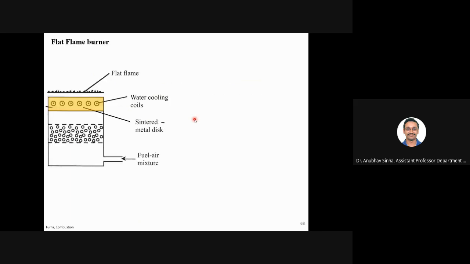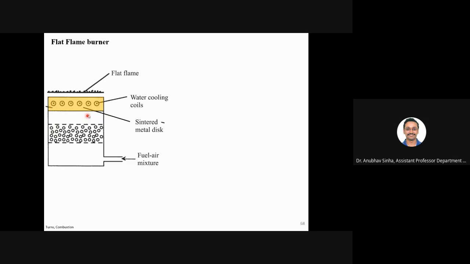Now let us look at another technique, which is the flat flame burner. This is one of the cleanest techniques, I would say. What we do here is we have a burner where we supply a fuel and air mixture. So we have some flow settling chamber where we'll have flow settling tubes, or we'll have glass spheres. The idea is to make the flow uniform.